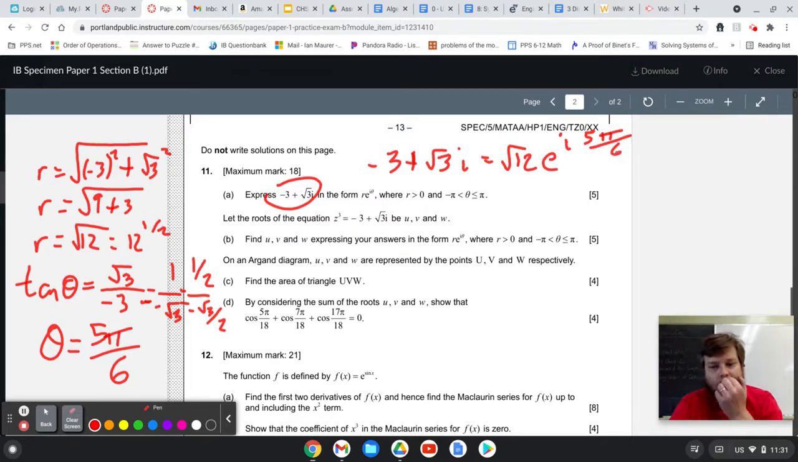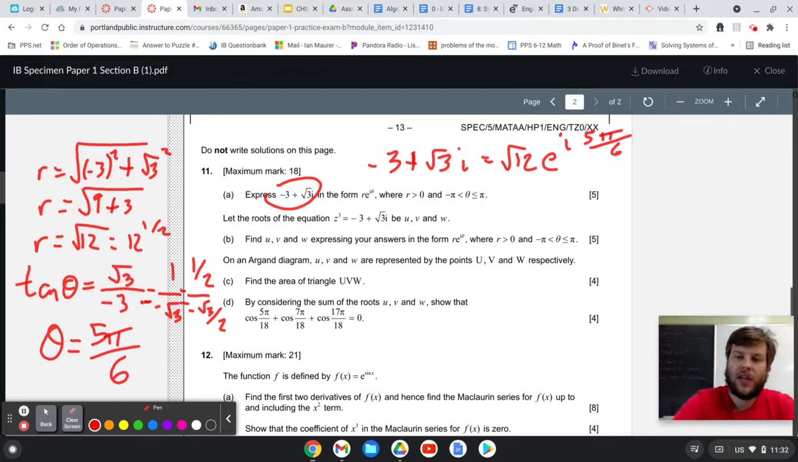Everything looks good. So now we're talking about the roots of that equation. So we have z cubed equaling that original value. So we need to find u, v, and w, expressing our answers in the form r e to the i theta. So what I know is that u to the third power is equal to this, v to the third power is equal to this. So we have 3 different values that are equal to this. And one thing that you need to keep in mind is that you can always add 2 pi to the angle of a complex number, and it will be equivalent.